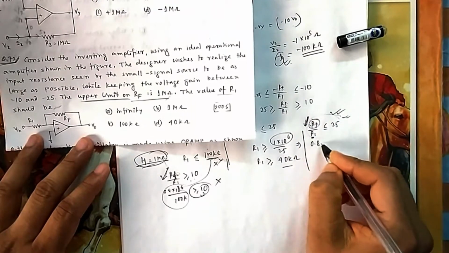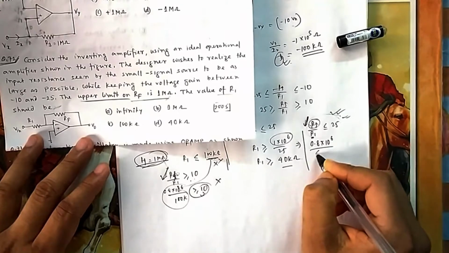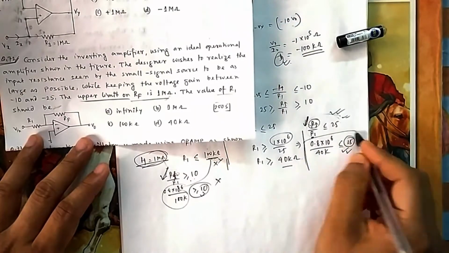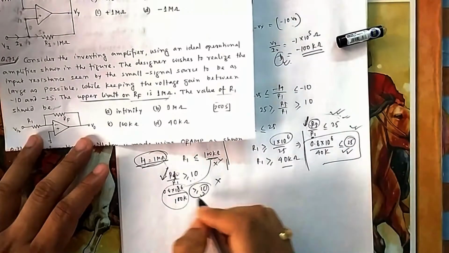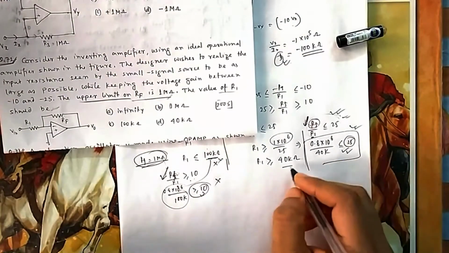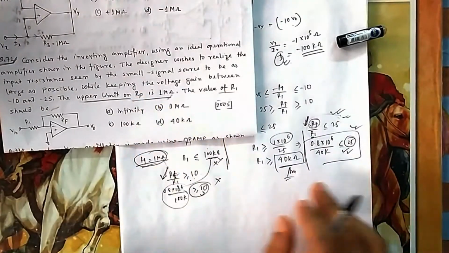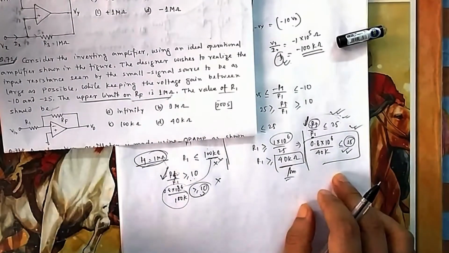You put 0.8 into 10 to the power 6 divided by 40k, you will see that it will be less than 25, satisfying this inequality. The inequality holds true, but here it doesn't satisfy. So that's why 40 is the correct answer. So don't think that directly RF is given as 1 mega, and don't go by that.